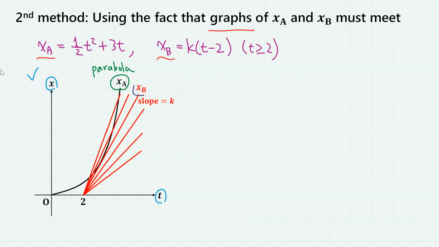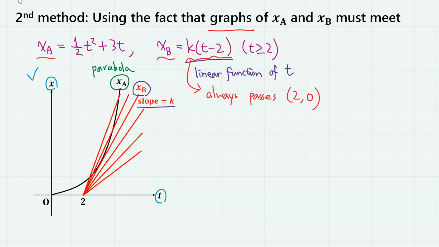For the graph of xB, notice that xB is a linear function of time, so the graph must be a straight line with slope k. Here, you can also notice that the graph always passes the point (2, 0), regardless of the value of k. Therefore, possible graphs of xB are lines that pass the point (2, 0), as shown in this figure.